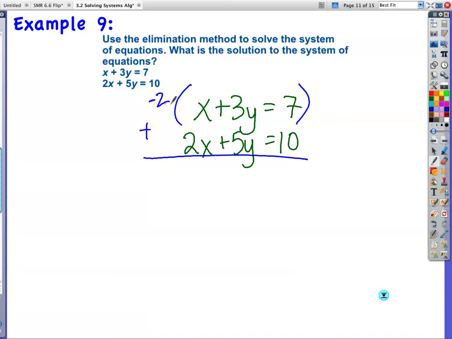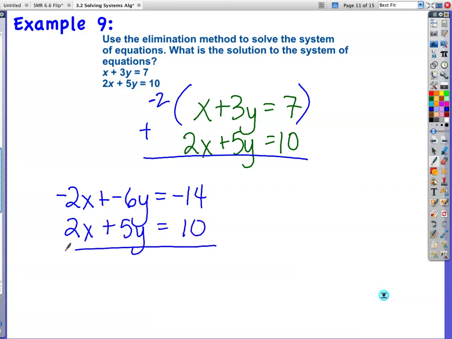Watch what happens. If I take this equation times -2, I have -2x plus -6y is equal to -14. And then I'm going to rewrite the second one the way it is. Okay, these cancel out now. -2x and 2x are gone. See how that worked? I've eliminated my variable, hence the name elimination. This becomes -1y, or -y is equal to -4. Well, if -y equals -4, y equals 4.